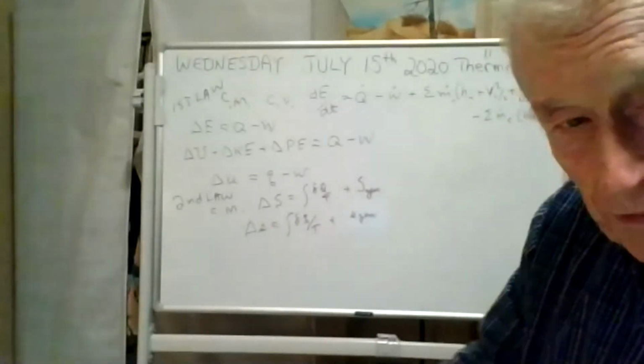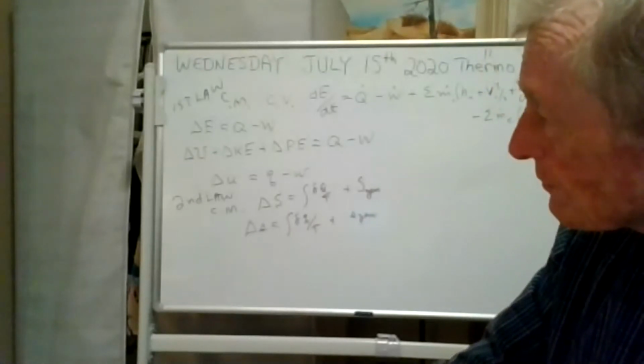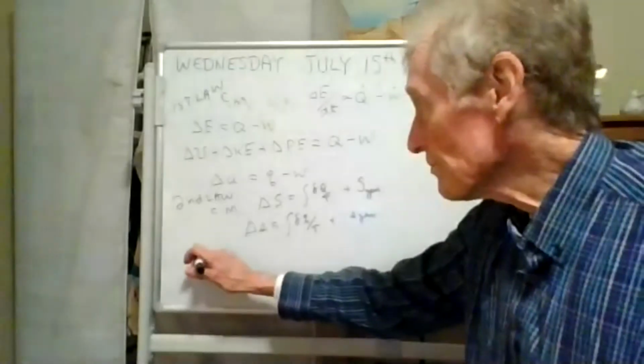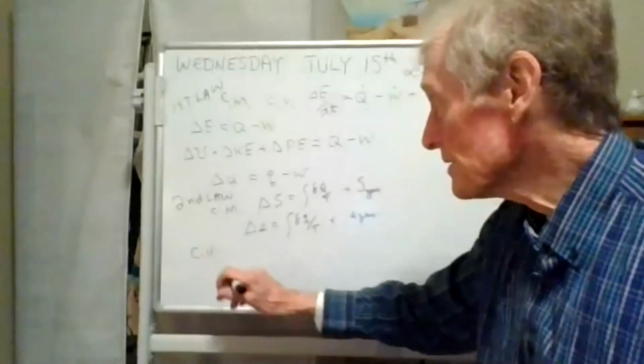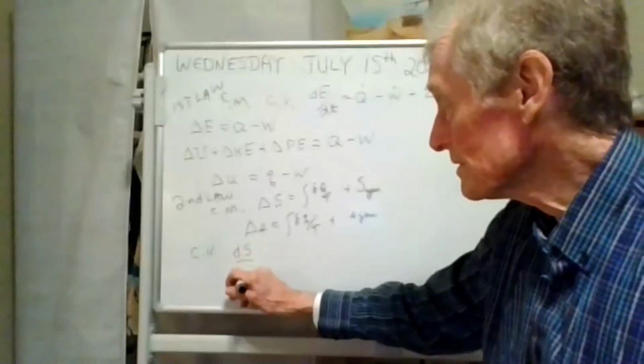We've had all this before. It's in your book. I could show you the page numbers. But now for control volume, it's a little different. It goes like this.